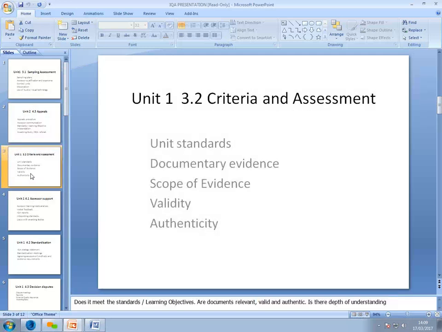The unit standards themselves are the criteria that you work to. The documentary evidence is what you put together, either electronically or in hard copy. It actually looks at the scope of the evidence. Quite a lot of qualifications will put in the type of thing that should be in, that you should be discussing within the work that you're producing. I've put in on a lot of these, of course, is suggested evidence.